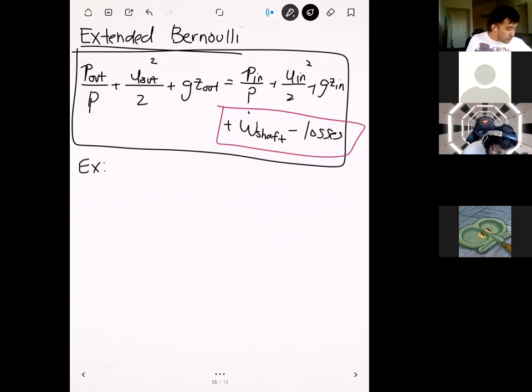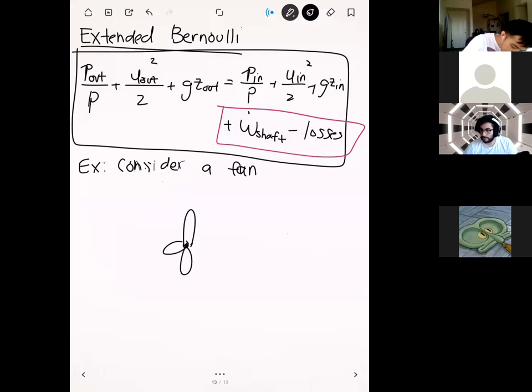Okay. And so this example is basically, we're going to see how to use this extended Bernoulli. So let's consider a fan. Let's say that we have a fan that looks like this. This could be anything like a ceiling fan or just a fan on a stand that you have in your house.